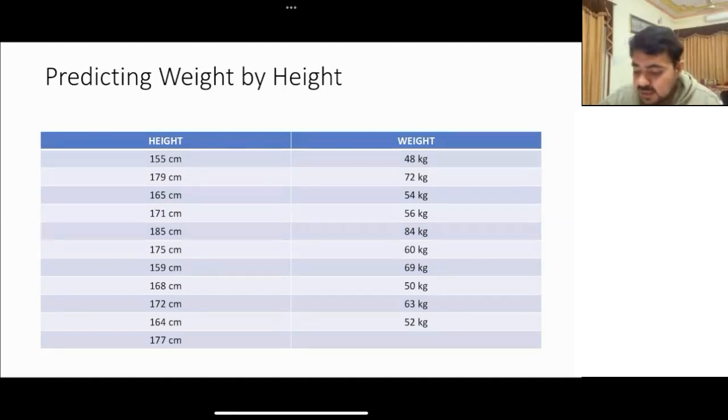Height and weight. Now you can see we have certain data for height and weight. There's 155 centimeter, 48 kg, then 179, 171, and so on. Now at the end, I've left a particular weight blank. I have height 177. Can you please, guys, give me suggestions? What will be the weight for 177 centimeter? I would really love that.